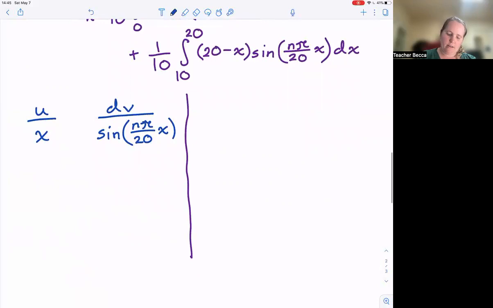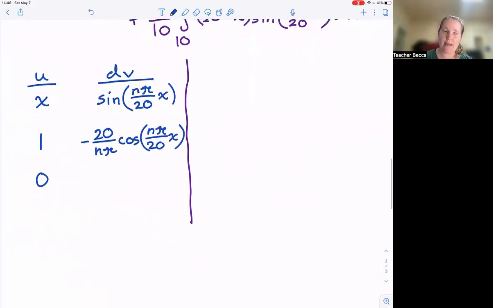So we are looking at u goes to 1 and then 0 as we differentiate. Sine of n pi over 20x goes to a negative 20 over n pi cosine of n pi over 20x for the first integral. Integrating again, we will have a negative 20 over n pi, the whole fraction squared, sine of n pi over 20x.